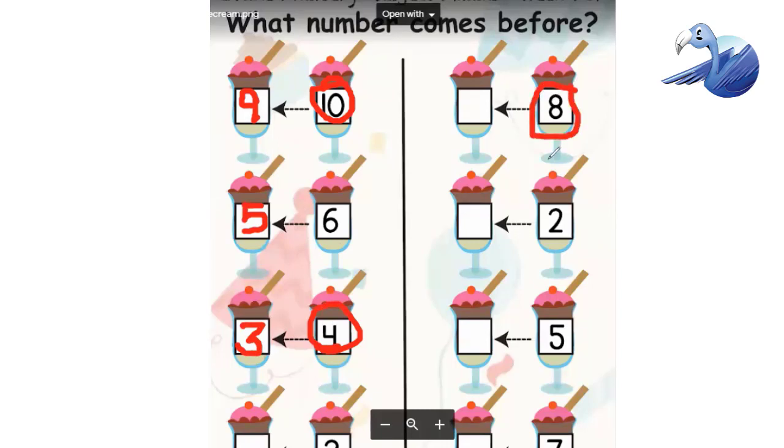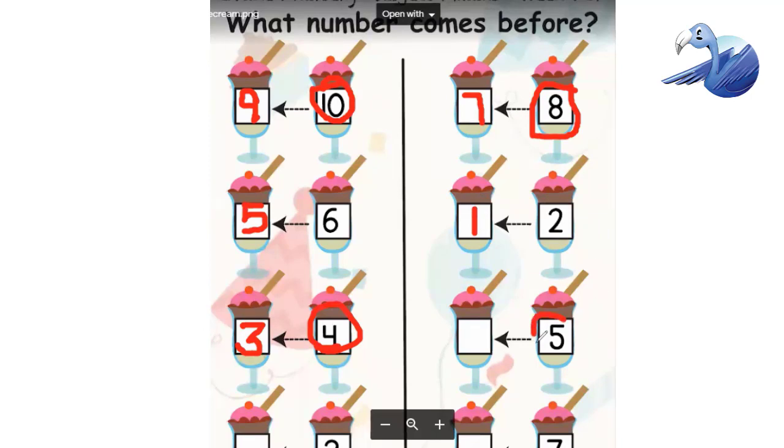Now let's move to the next picture. This is 8. Let's count with me, students. 1, 2, 3, 4, 5, 6, 7, 8. So before 8 is number 7. Very good. So we have to write 7 here. Now this is 2. Let's count. 1, 2. So before 2 is 1. Very good. So we have to write 1 here.